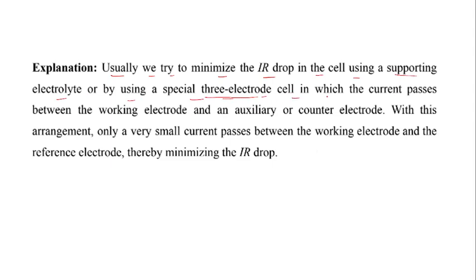Okay, cell in which the current passes between the working electrode and auxiliary electrode, or auxiliary electrode also known as counter electrode. With this arrangement, only a very small current passes between the working electrode and the reference electrode. So same concept it is written here. If current will flow, current will be less, your IR will be less, thereby it will mean less IR drop.